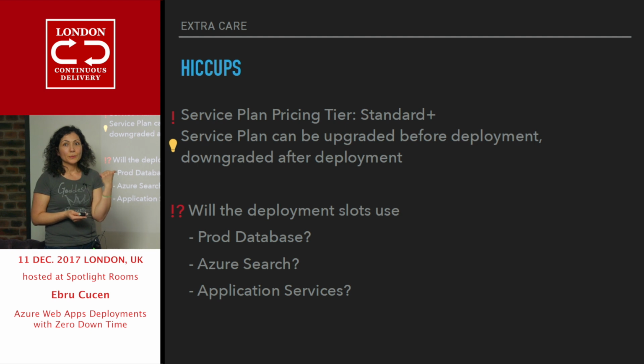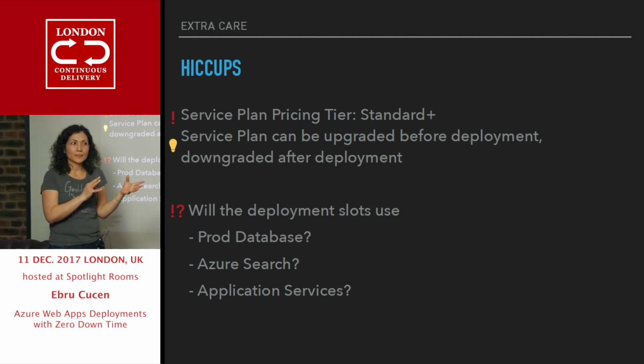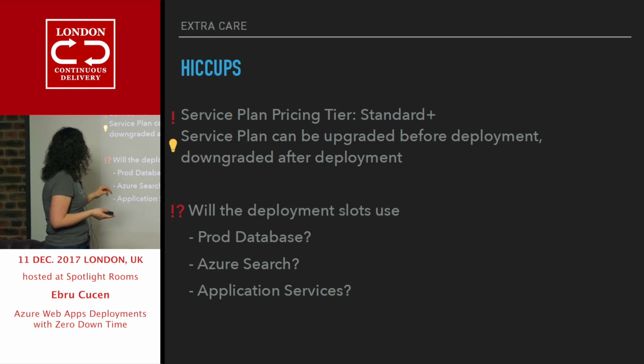And the minimum requirement is that it has to be Standard plus. What if you are using the free or shared, cheaper pricing tiers of the service plan? Before the deployment, you can scale up your pricing tier, and then after the deployment, you can scale down. You can do this with Azure for any kind of deployment, database, or any resource.